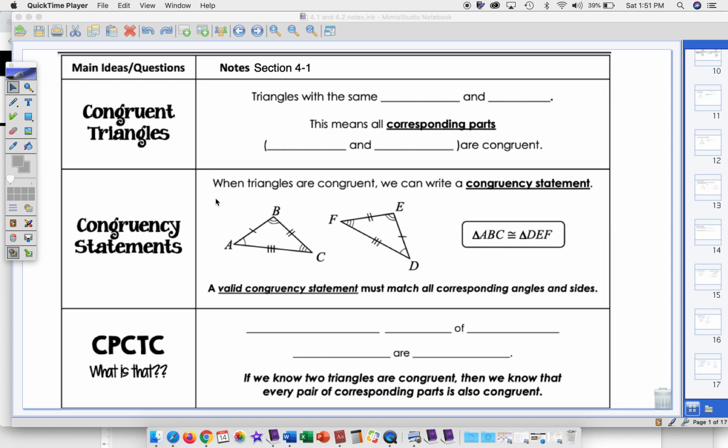Hello students and welcome to lesson 4.1. Okay, 4.1 we're going to talk about congruent triangles and congruency statements and something called CPCTC.